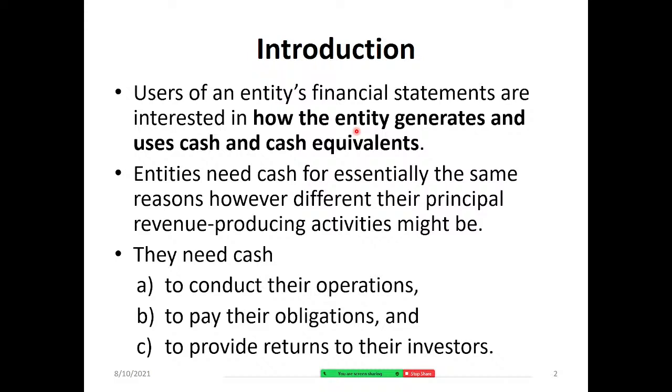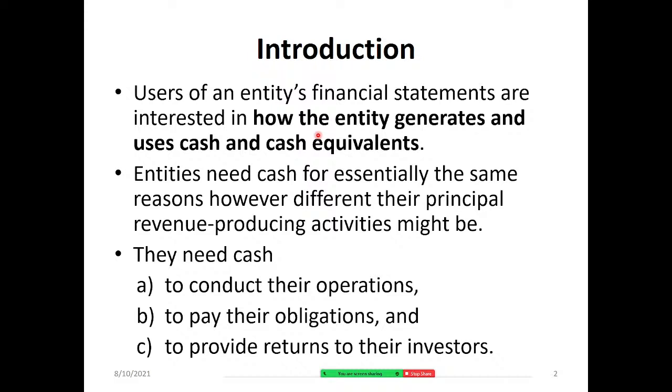Right. Introduction. Users of an entity's financial statements, users like investors, most importantly the stockholders, equity shareholders, are interested in how the entity generates and uses cash and cash equivalents. In very simple words, how does an entity make money? How does a company or an entity make money, and how does the entity utilize the money it makes? So these are 2 points: how to make money and how to utilize money. That is the simple way of telling this statement.